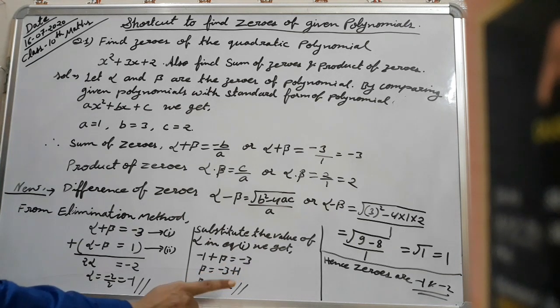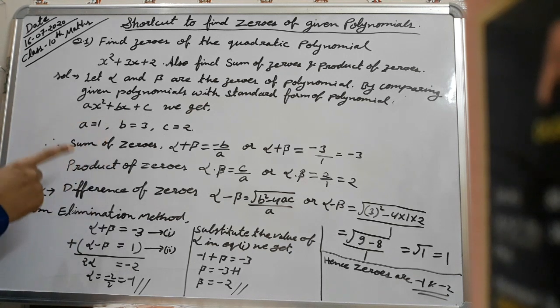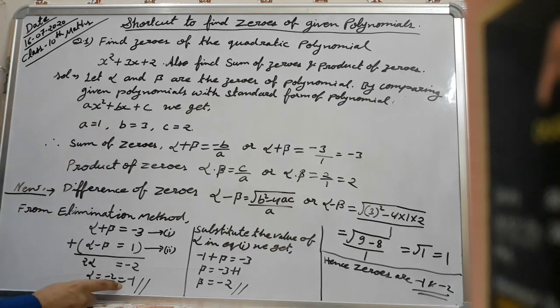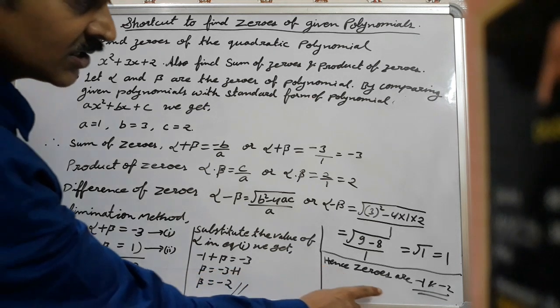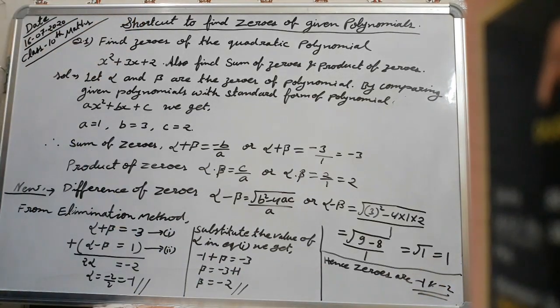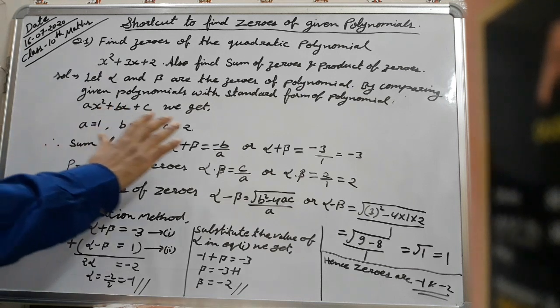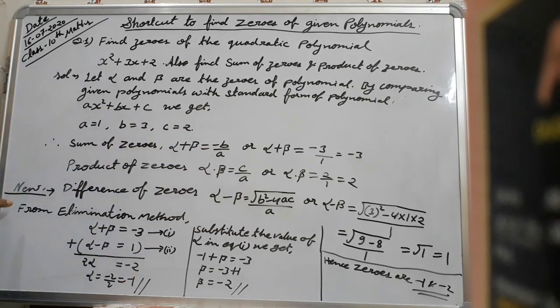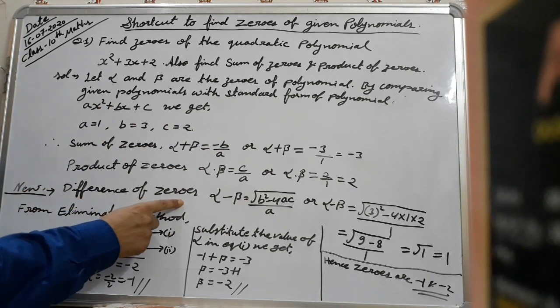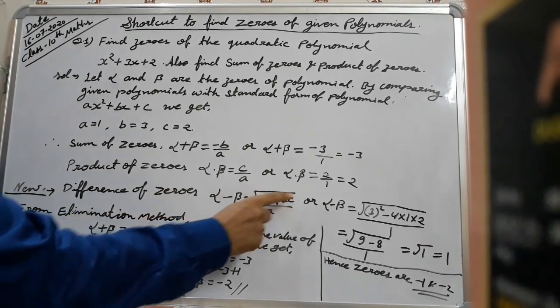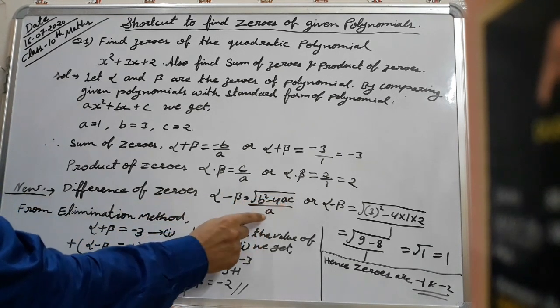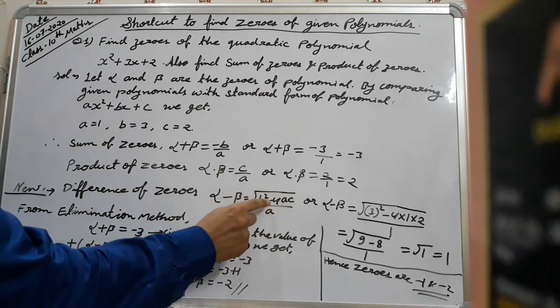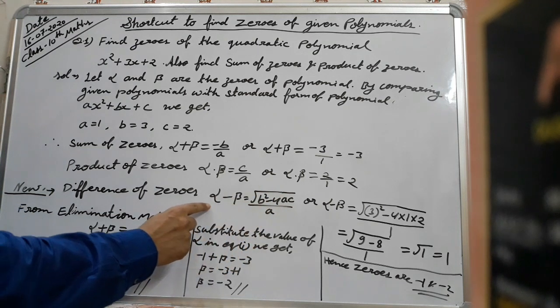The value of beta is equal to minus 2. Hence, alpha and beta are the zeros of the given polynomial, therefore minus 1 and minus 2 are the zeros of the given polynomial. So what is new here? New method is that difference of zeros, alpha minus beta, is equal to root b square minus 4ac whole divided by a. With this formula, you can easily calculate difference of zeros.